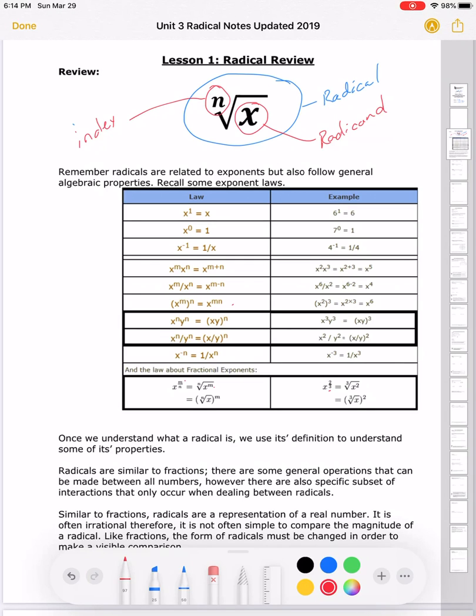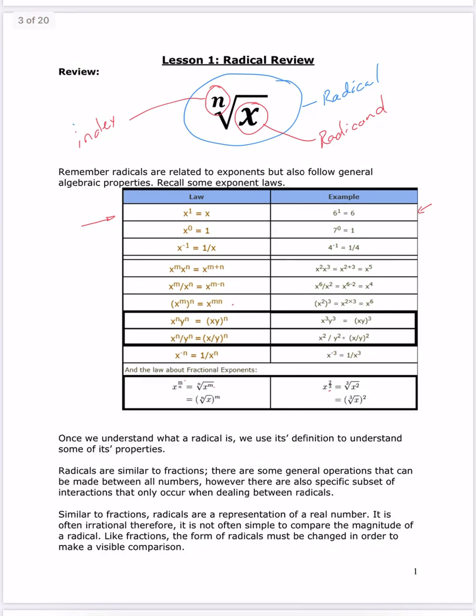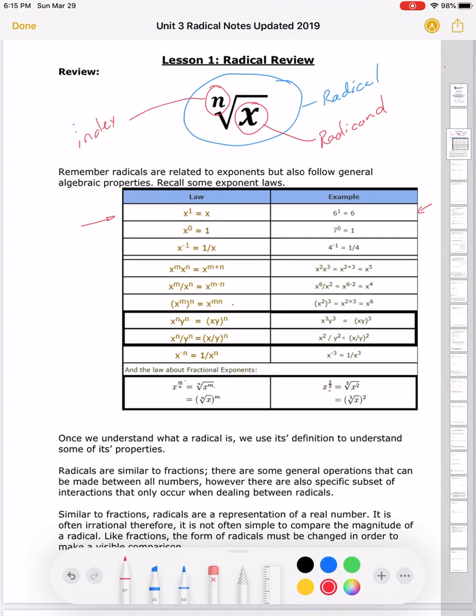it should be okay. So reviewing our exponent laws, first one, anything to the power of 1 is itself. So x to the power of 1 equals x. Similarly, 6 to the power of 1 is equal to 6. Anything to the power of 0 is equal to, I pause with my 10 C's all the time and they all shout out 1. Anything to the power of 0 is equal to 1. So x to the power of 0 equals 1. Similarly, 7 to the power of 0 equals 1.